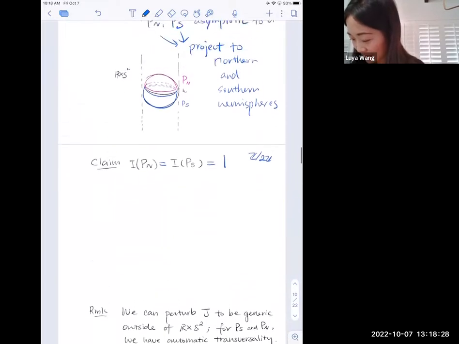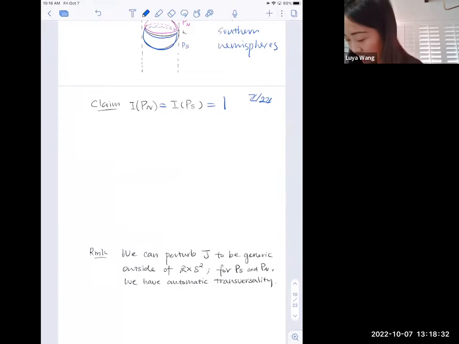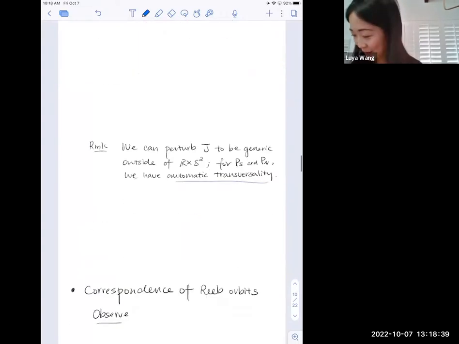A little remark is that we can perturb J to be generic outside of R cross S2. And for these planes, we have automatic transversality. So if you're worried, don't worry.